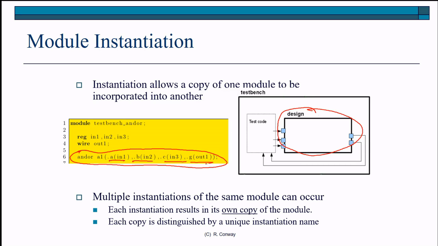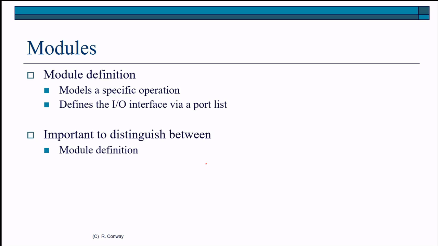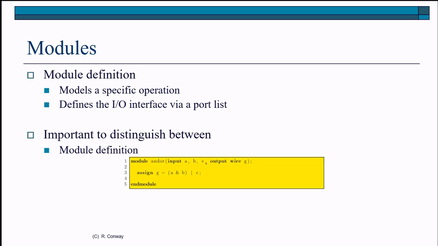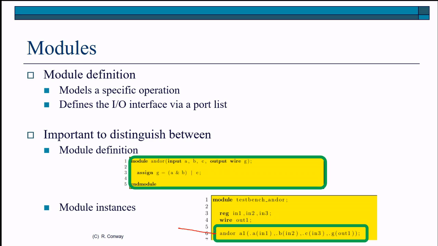We have a module definition in which we model a specific operation, and as part of this we define the input-output interface using a port list. It's important to distinguish between the module definition, which for our example is shown here for the AND/OR, and the module instance where we instantiate the module, and that's shown here. This is an example of a module instantiation, whereas the module definition is given here.